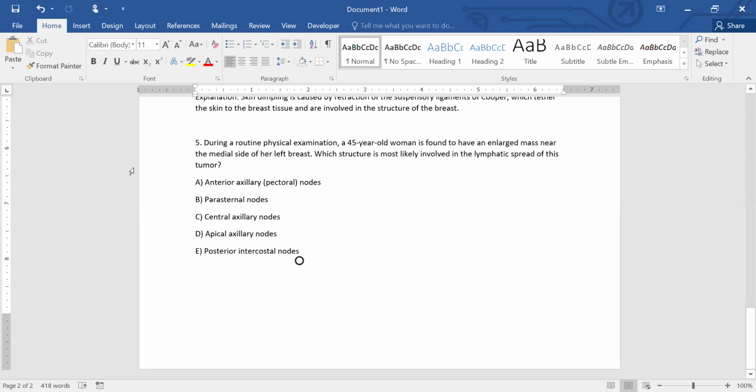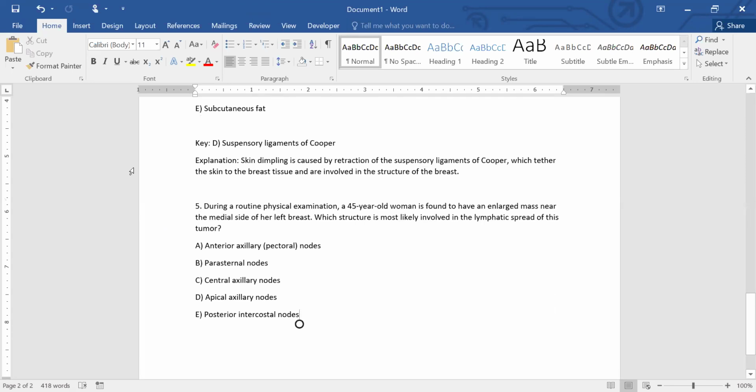So I hope now you can better attempt the questions regarding the anatomy of the breast.